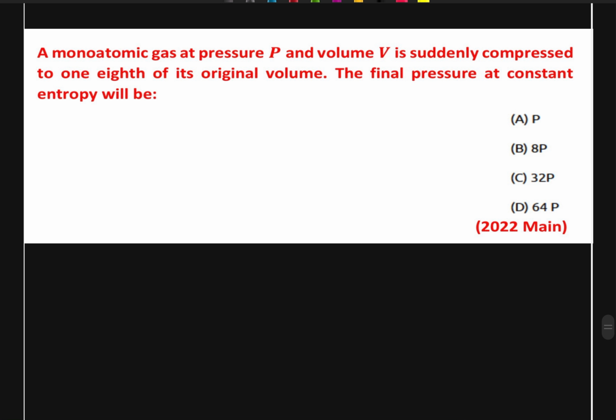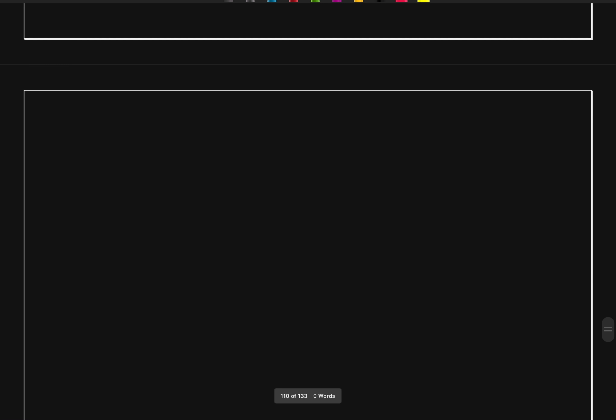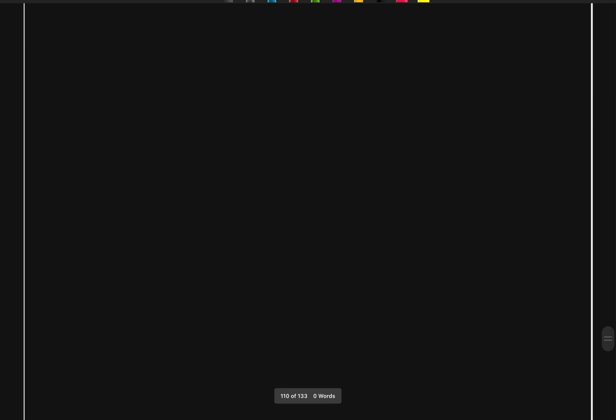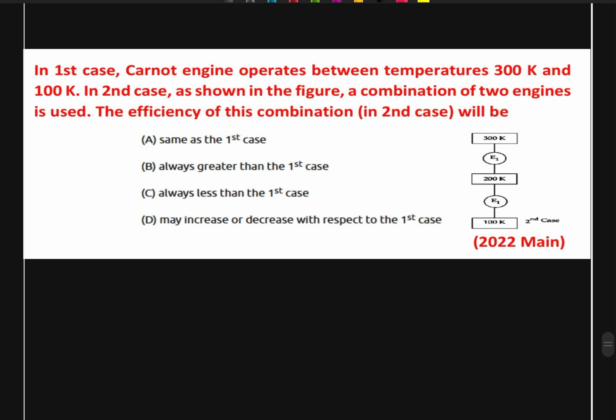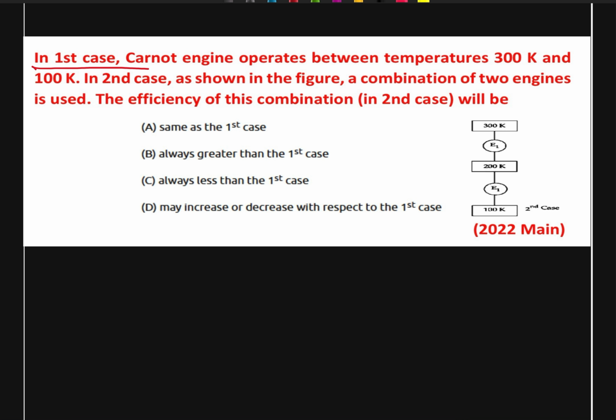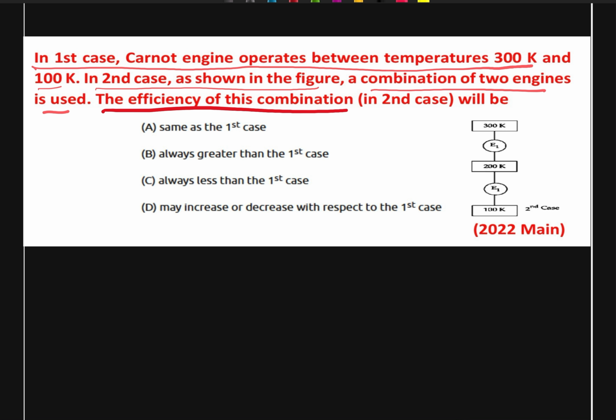Okay, this is the same question. So it states that in the first case, a Carnot engine operates between 300 Kelvin and 100 Kelvin. In the second case, as shown in the figure, a combination of two engines is used. The efficiency of this combination in the second case will be. Okay, so it is given that it operates between 300 and 200, and 200 and 100.